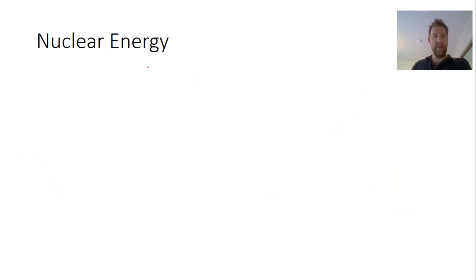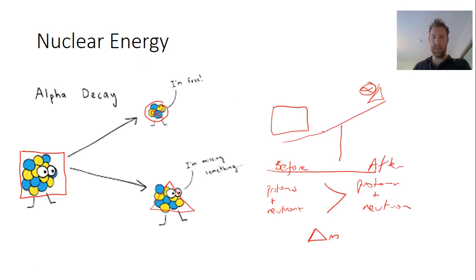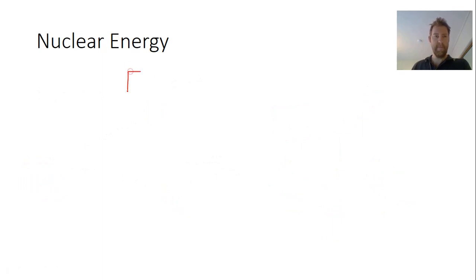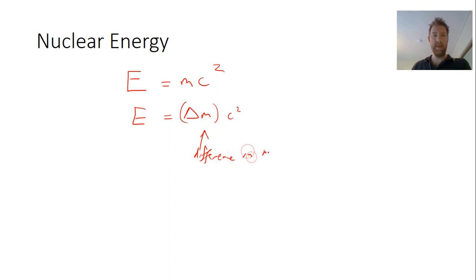So what do we do with that? Once we've worked out this change in mass, how much heavier our before was than our after, we then use the famous equation E equals mc squared, which is really actually E equals the change in mass times c squared. So the change in mass is the difference before and after. And c is the speed of light. And that is a big number. That is 3 by 10 to the 8, and then we square it.